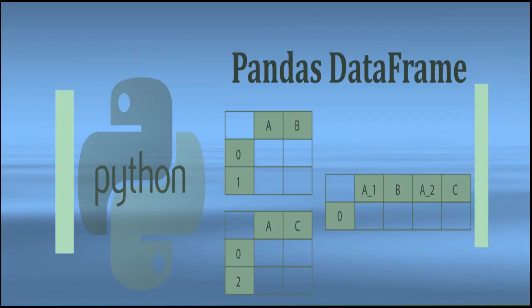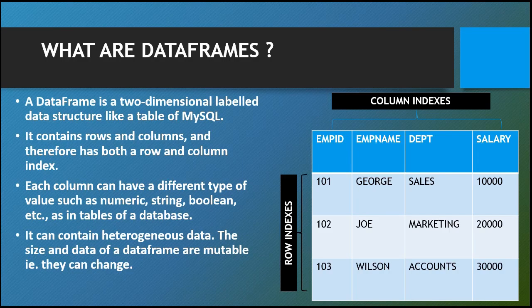In this video, you will learn about what are Pandas data frame. A data frame is a two-dimensional labeled data structure like a table of MySQL. As you know that in MySQL, when you create a table, the data is stored in the form of rows and columns. In a similar way, in data frames, the data is stored in the form of rows and columns. Each column can have different types of values such as numeric, string, boolean type values, etc. It can contain heterogeneous data as I told you.